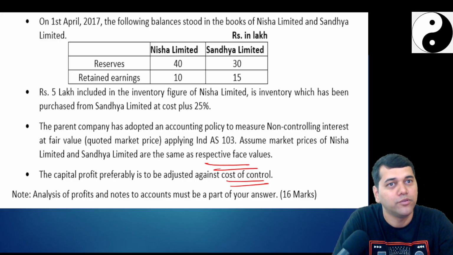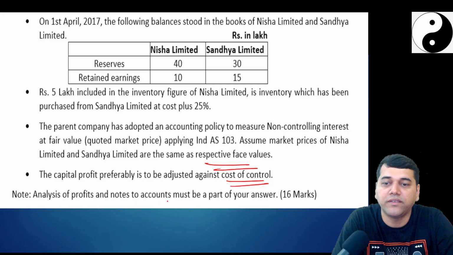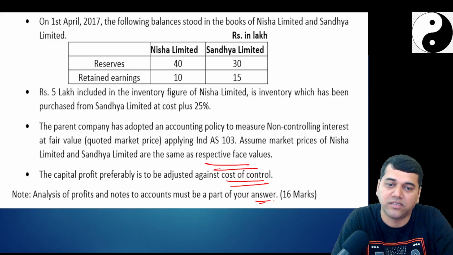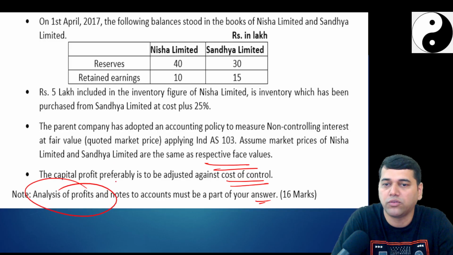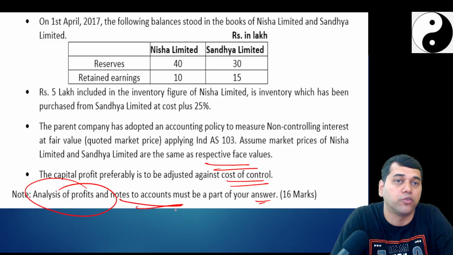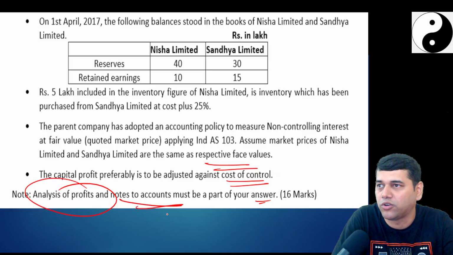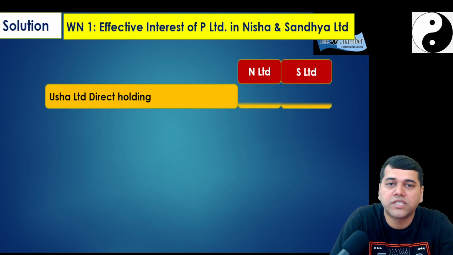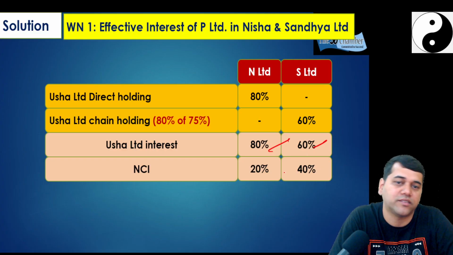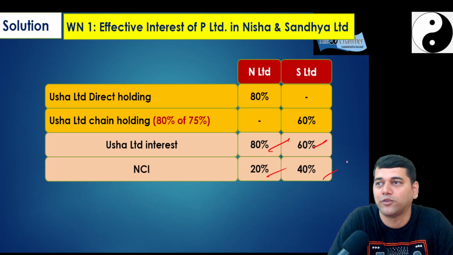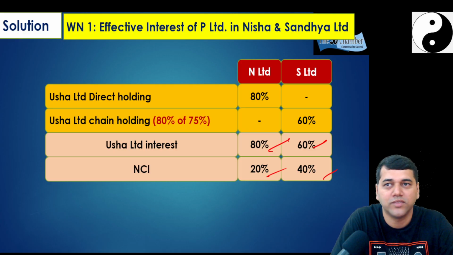Sometimes they may not give you a note. Here they say the analysis of the profits and notes to accounts must be part of your answer. So the analysis of the profits, that is pre-acquisition and post-acquisition, they are asking, and notes to accounts also they are looking for here. So I hope we know now fairly. We start with the interest, and your interest comes to 80-60, same as your study material question. Yes, one mark gone, got it straight away.